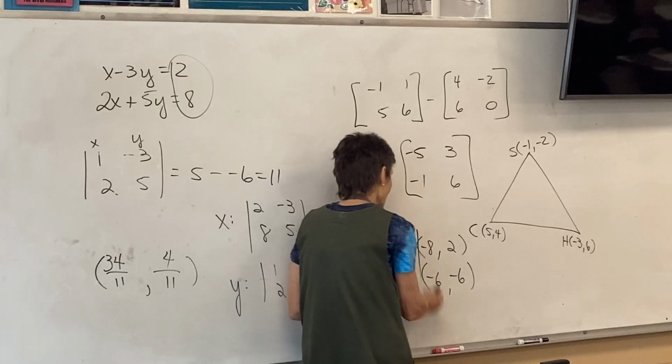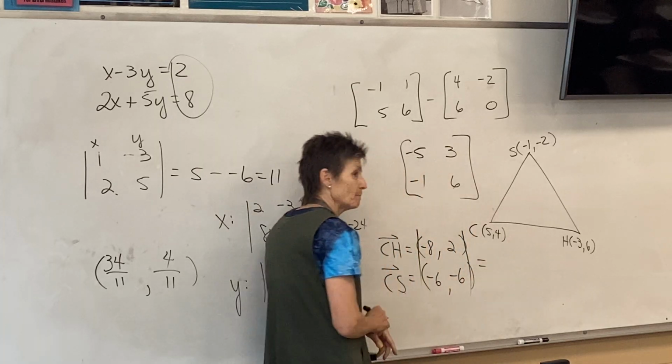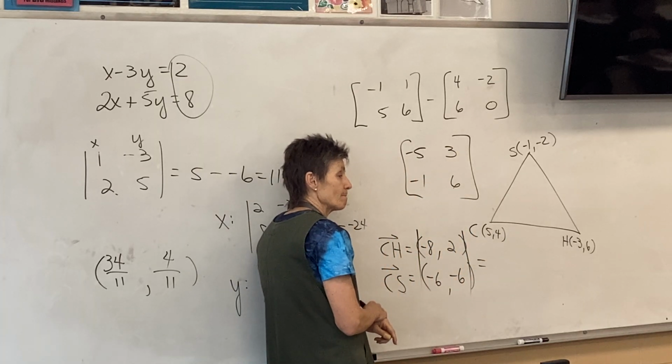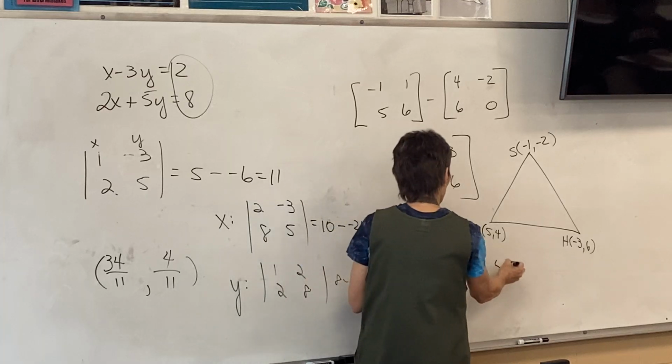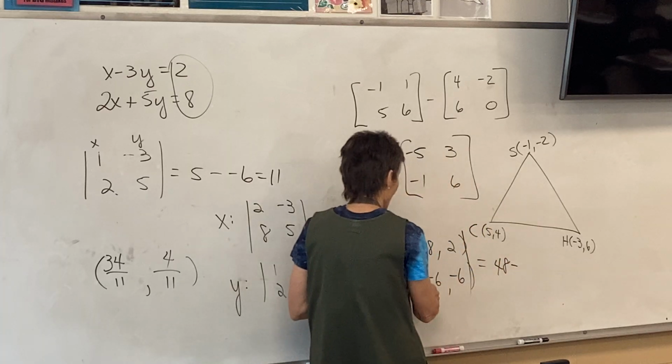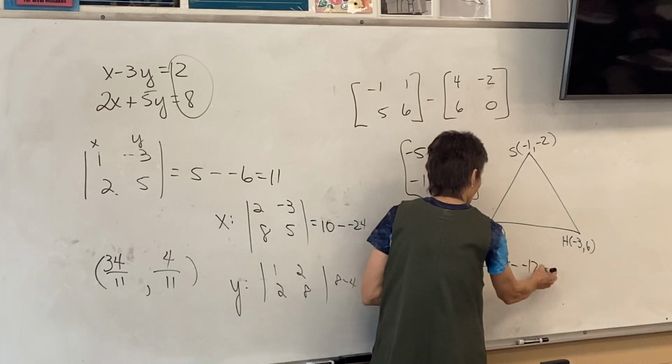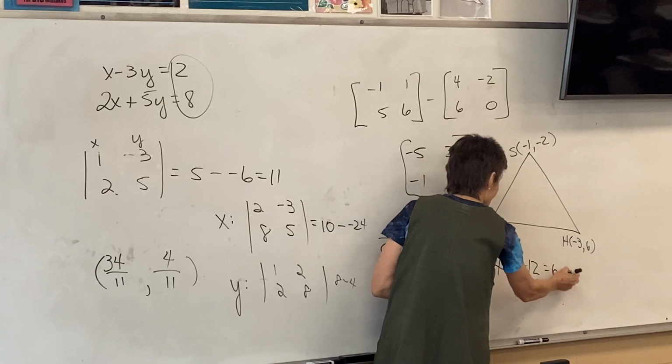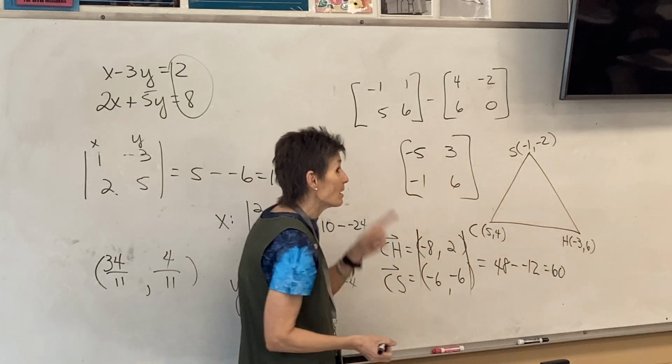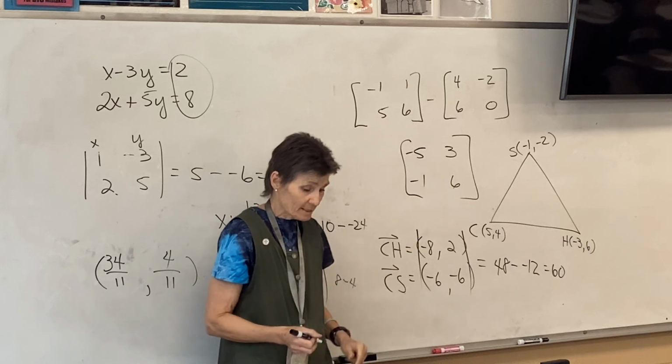Okay, so then we make a determinant out of those. You got positive 48 minus negative 12, which gives me 60. So my area is 30. You've got to divide that by half.